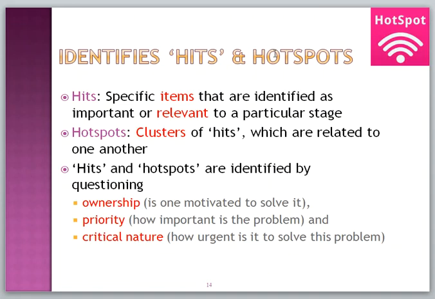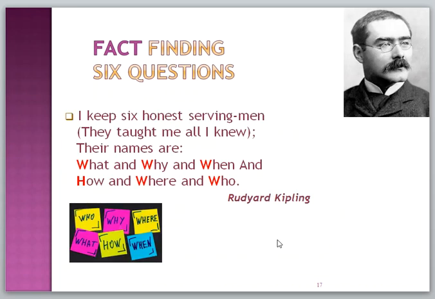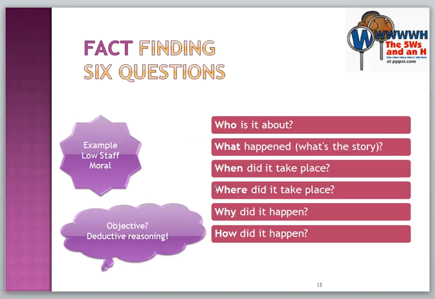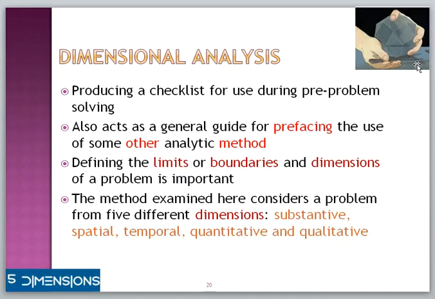And then we move to the second stage, which is fact finding, and we had only one technique for that, which is the 6 questions of Rudyard Kipling: what, why, when, how, where, and who, which is called the 5 W's and an H. The second tool, where we will start our lecture or video, is the dimension analysis.